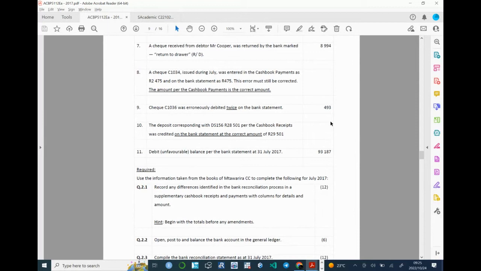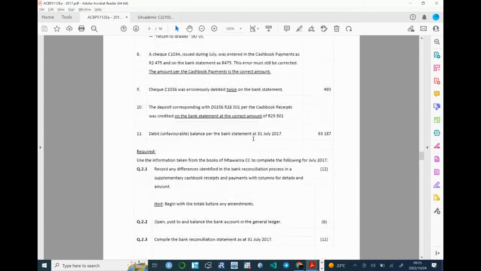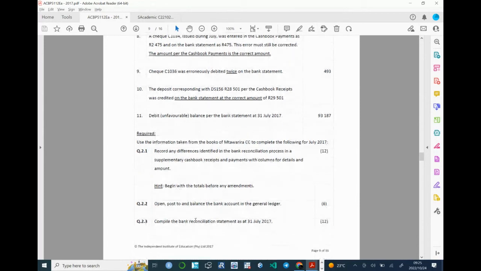Remember, we still need to do the bank reconciliation statement. What's the first line that you have there in the bank reconciliation statement? Balance as per bank statement. That's where we're going to use that 93,187. So that was your question 2. Now you just throw in the adjustments where they should go.